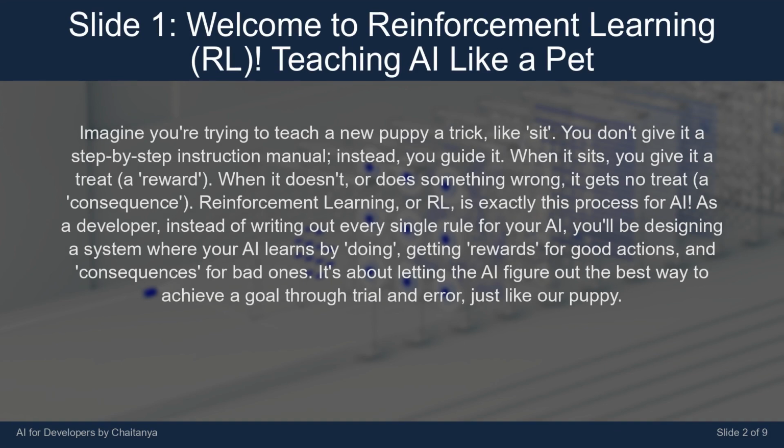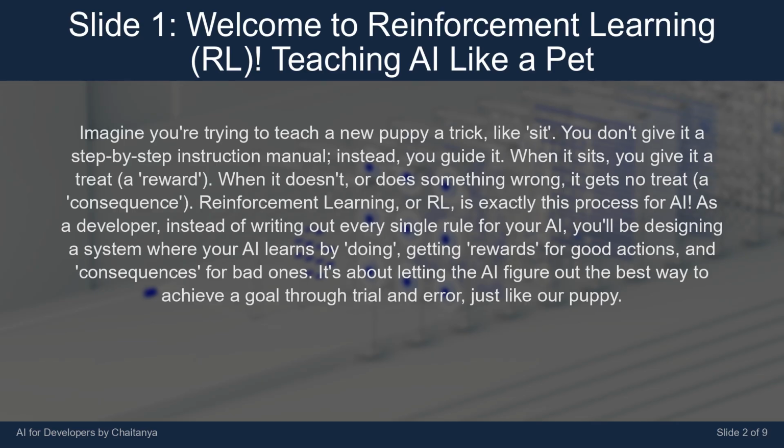Imagine you're trying to teach a new puppy a trick, like sit. You don't give it a step-by-step instruction manual. Instead, you guide it. When it sits, you give it a treat, a reward. When it doesn't, or does something wrong, it gets no treat, a consequence. Reinforcement learning, or RL, is exactly this process for AI.